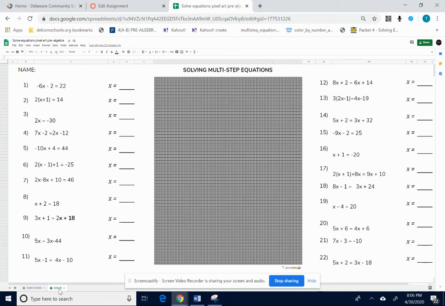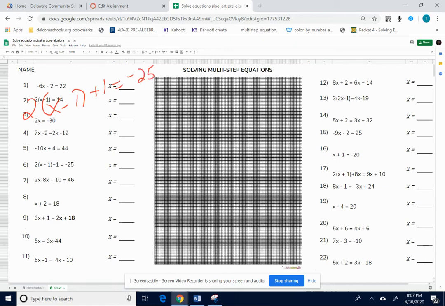So let's just go through, let's look at problem 6. I'm just going to write on the screen. Okay, problem 6. I'm going to write big right here. 2 times x minus 1 plus 1 equals negative 25.